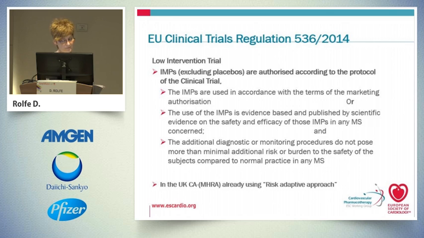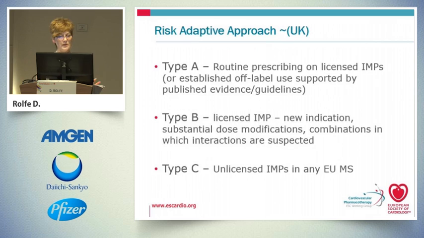So just to demonstrate what that actually means, we have type A, which is routine prescribing. So that would have been your warfarin versus aspirin, because they're well-established drugs. They were being prescribed and used in the normal population for which they were intended. So that now, these years on, would have been classed as a type A.